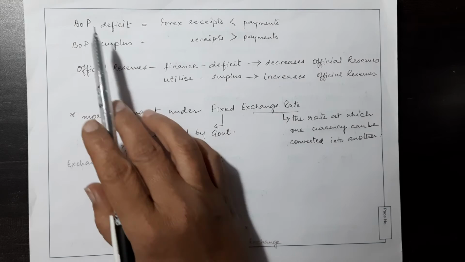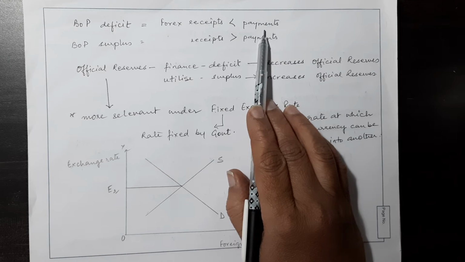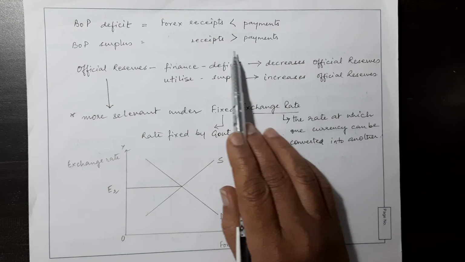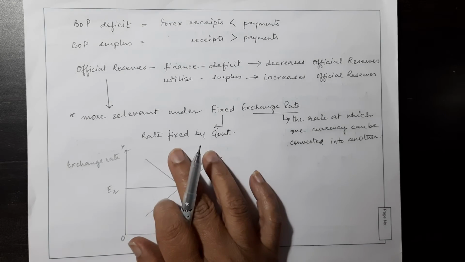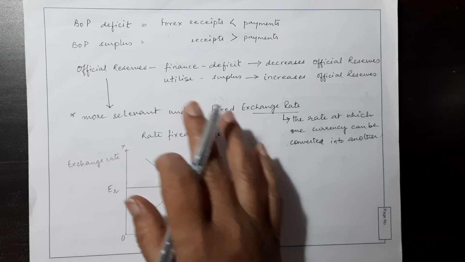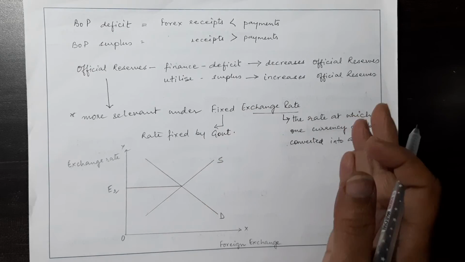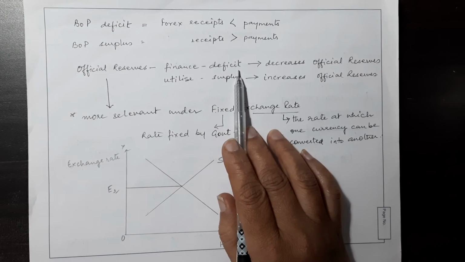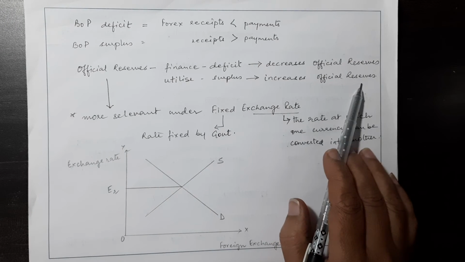Balance of payment deficit is when the foreign exchange receipts are less than the foreign exchange payments. Now the balance of payment surplus will be when foreign exchange receipts are greater than the foreign exchange payments. These are the autonomous items, isn't it? The accommodating transactions, the official reserves, they cover the balance of payment deficit or utilize the balance of payment surplus. The official reserves finance the deficit, which would decrease the official reserves, and they utilize the surplus, which will increase the official reserves.